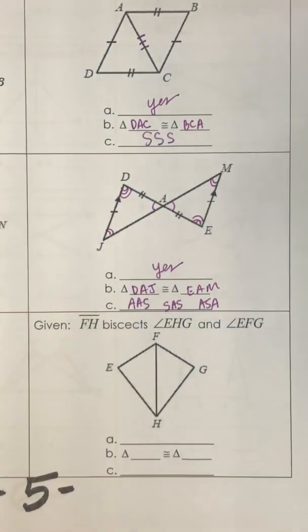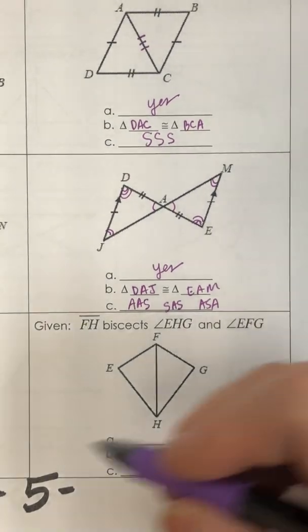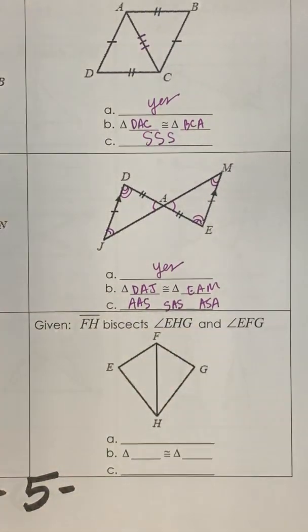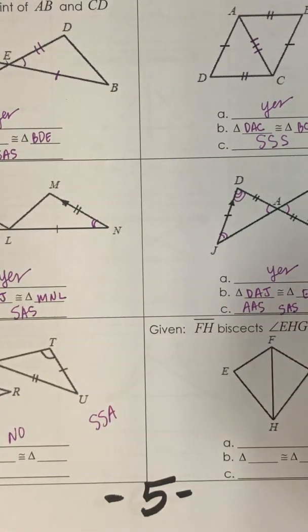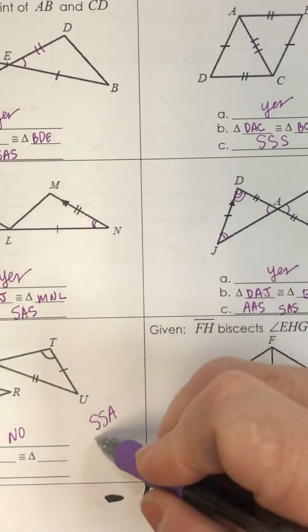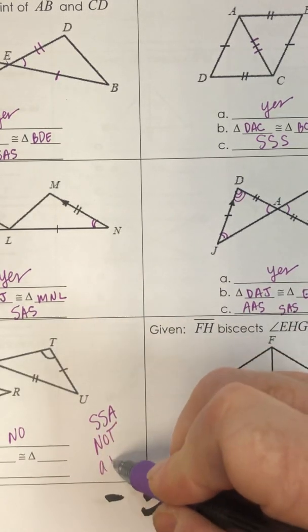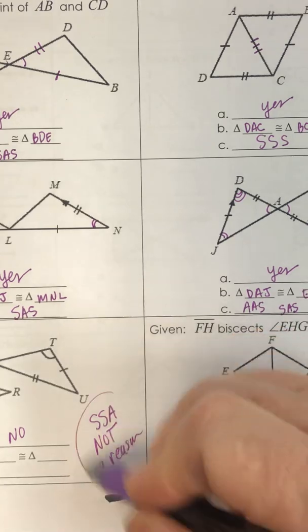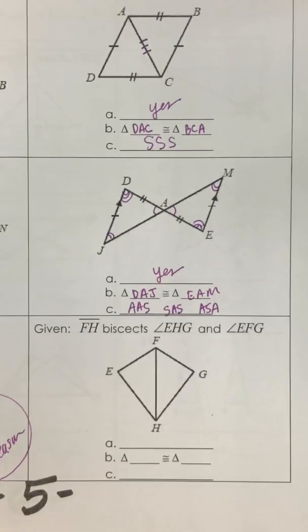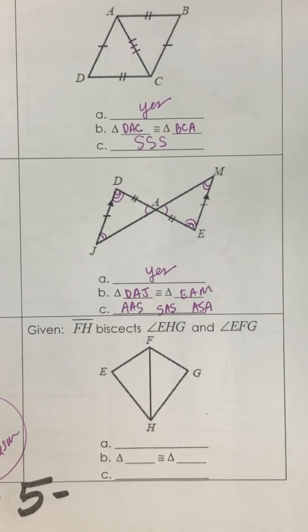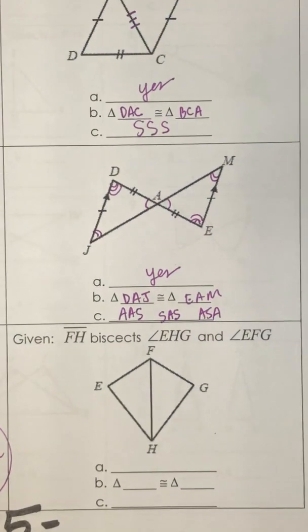All right, and remember, side, side, angle. I say side, side, angle because I don't want to swear. It is not a reason. Not a reason. Okay? So if you got to swear with your three letters, then it's not a reason. All right.